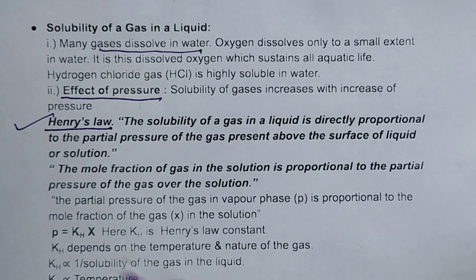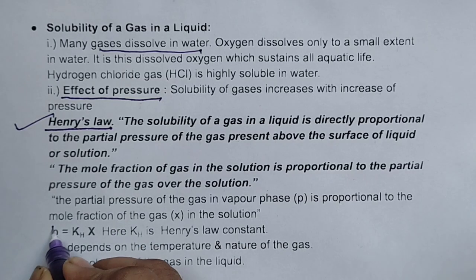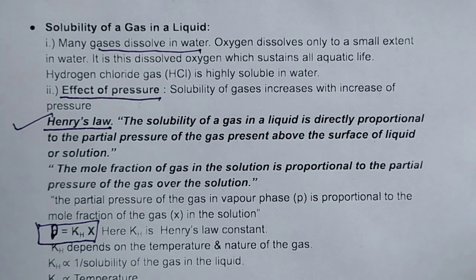With respect to this, there is a formula. The formula for Henry's law is P = Kh × chi, where P is the partial pressure of the gas over the solution, chi is the mole fraction of the gas in the solution, and Kh is Henry's law constant.